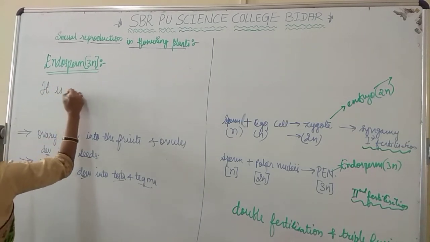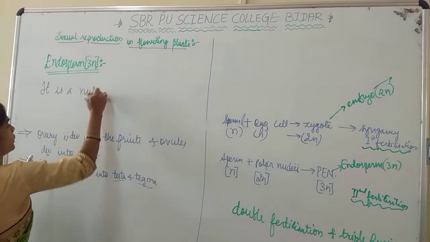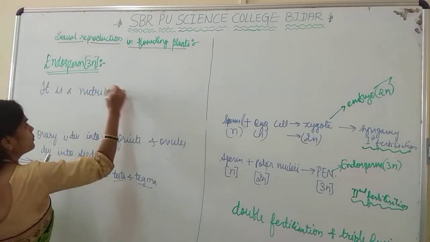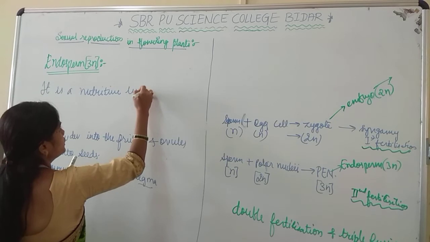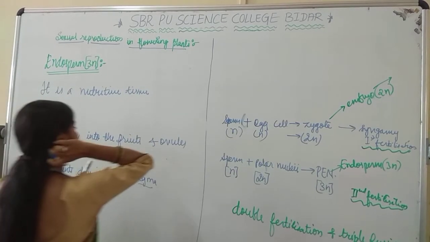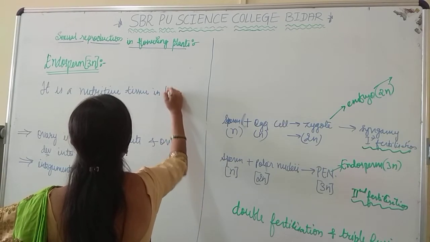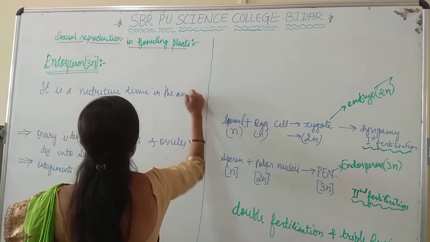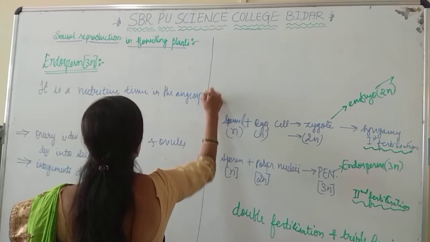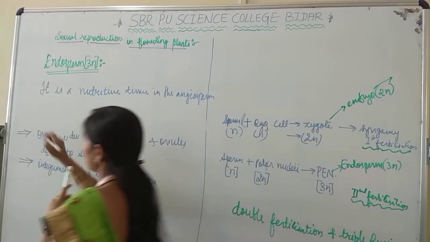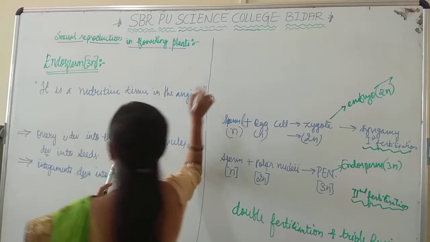So, endosperm is a common nutritive tissue, okay, in the angiosperm. Okay, in the angiosperm. Listen here.